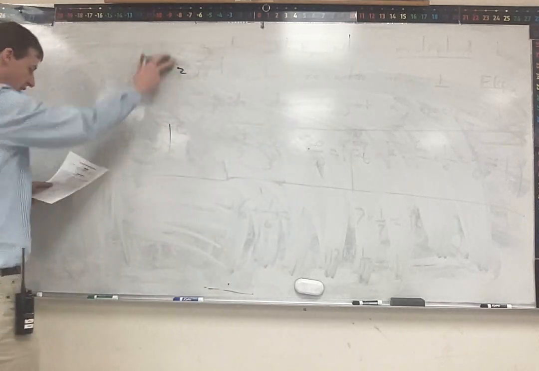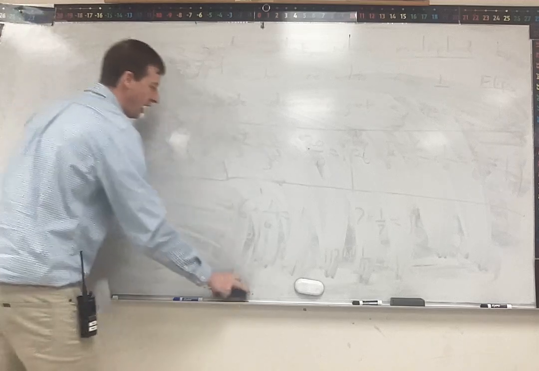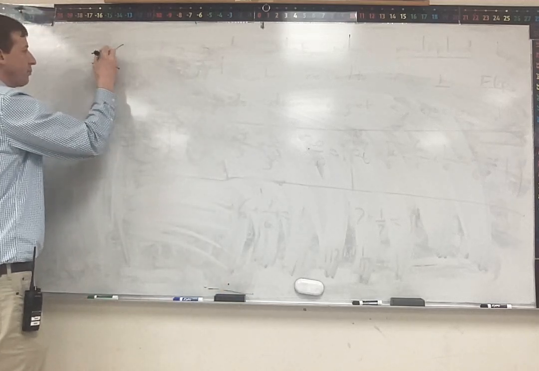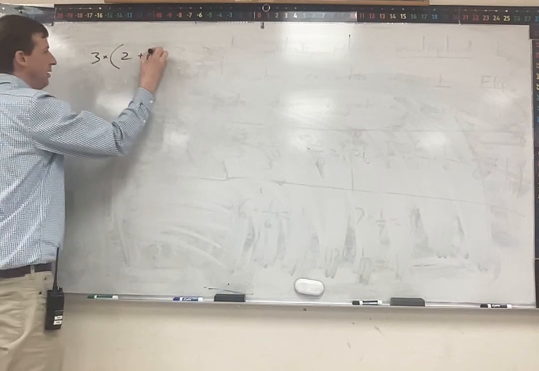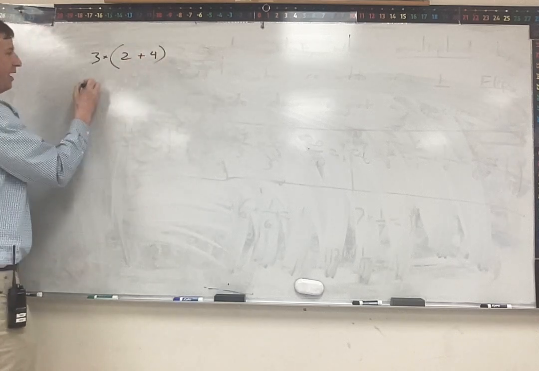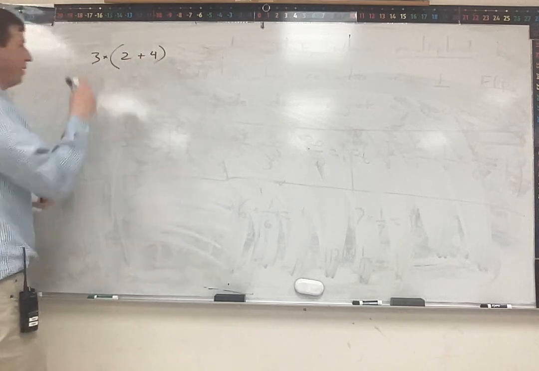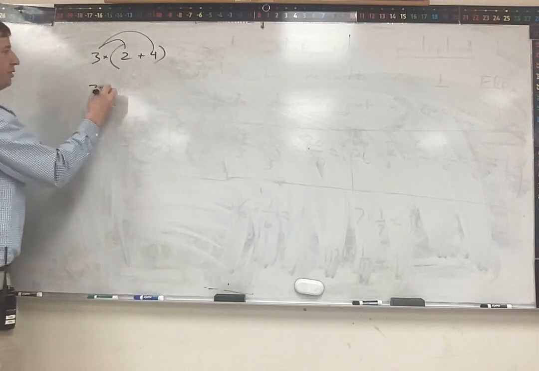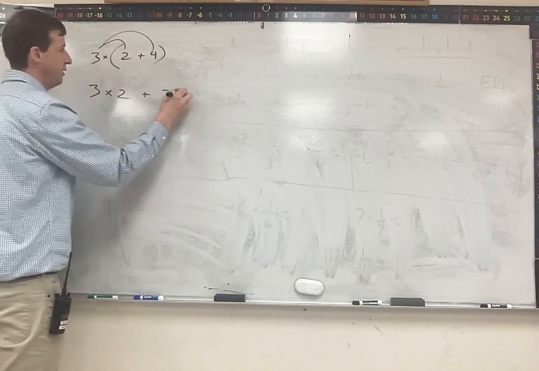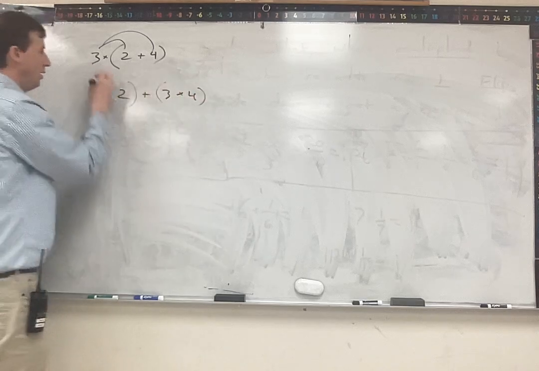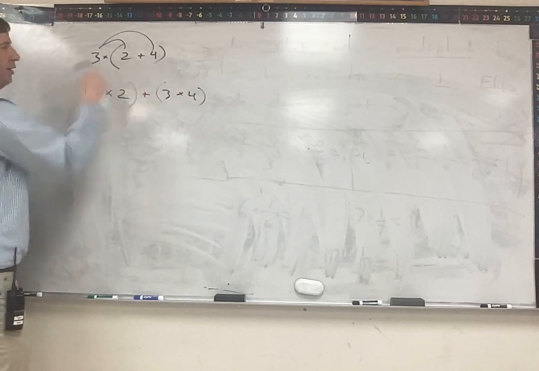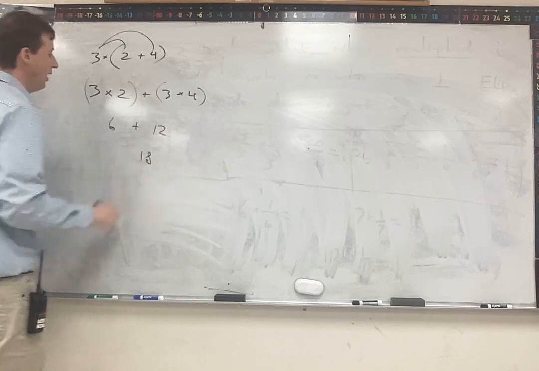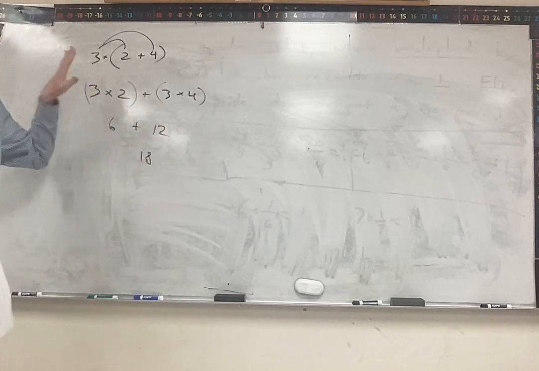And then the last rule here is the distributive property, which again, we know how to do this. If we had 3 times 2 plus 4, that'd be the same as distributing this 3, and we can make this 3 times 2 plus 3 times 4. We distribute the 3 into those two numbers, which is 6 plus 12, which is 18. That's the distributive property with just whole numbers.